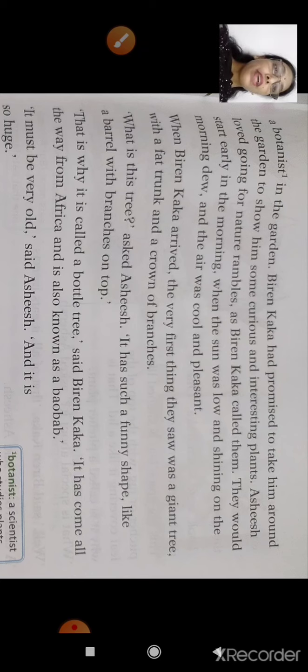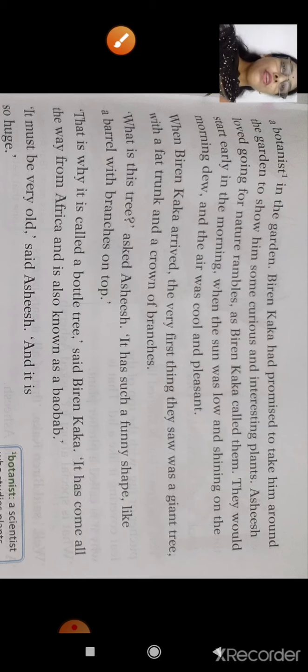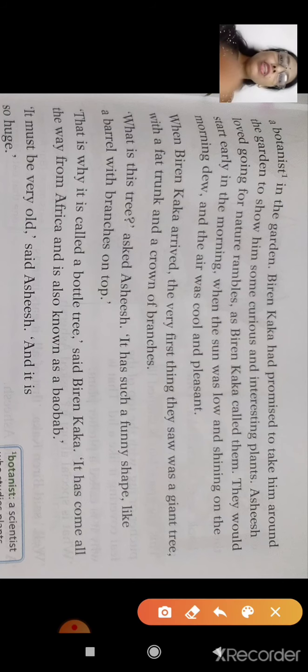When Biren Kaka arrived, the very first thing they saw was a giant tree. Giant tree means a huge big tree with a fat trunk and a crown of branches. You remember the video I showed you? It was a tree which had a fat trunk and the branches appeared as though they were making a crown. What is this tree? Asked Ashish. It is such a funny shape, like a barrel with branches on top.